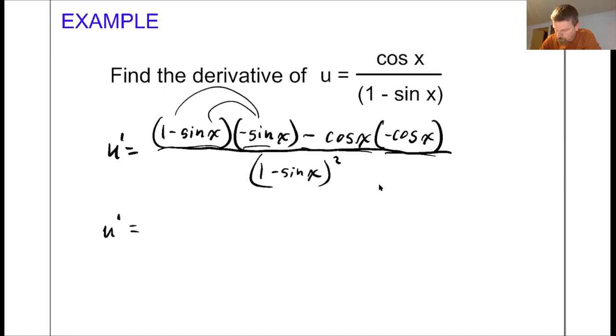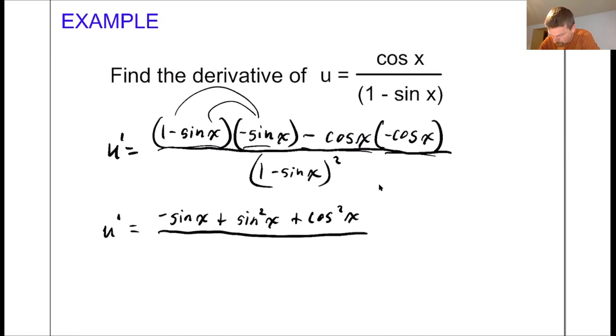Multiplying that through would be negative sine of x plus sine squared. Negative cosine times a negative cosine would be plus cosine squared, all over 1 minus sine of x squared. This should look familiar to you. That's one of those trig identities we learned last year in pre-calc. Sine squared plus cosine squared is always, always, always 1.